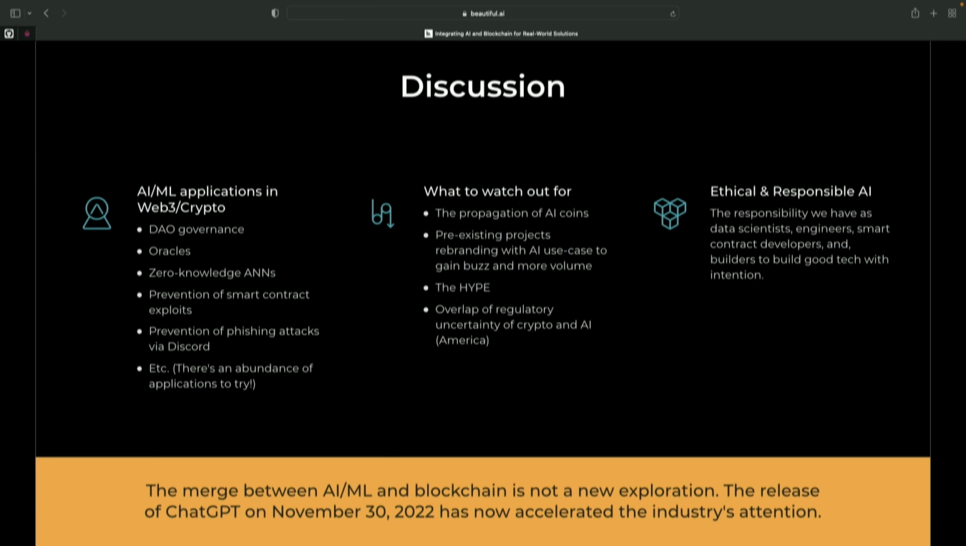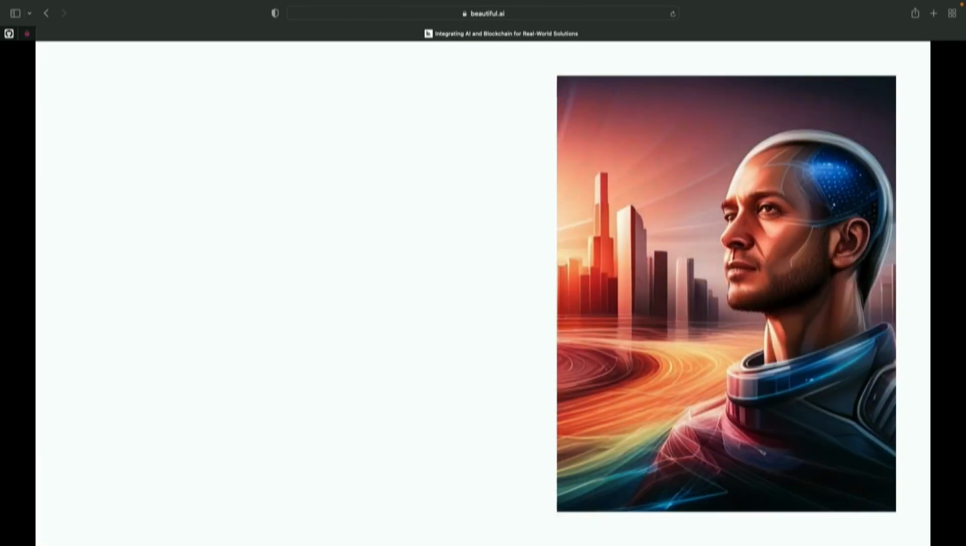So we're going to talk about the differentiation between which AI coins really have utility or might have utility, and which ones are just shit coins. And then also, one of the most passionate subjects that I have in AI ML in general is ethical and responsible AI. Ethical AI and responsible AI. So we're going to get into that today.